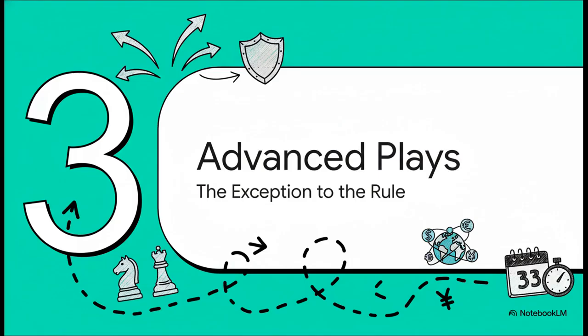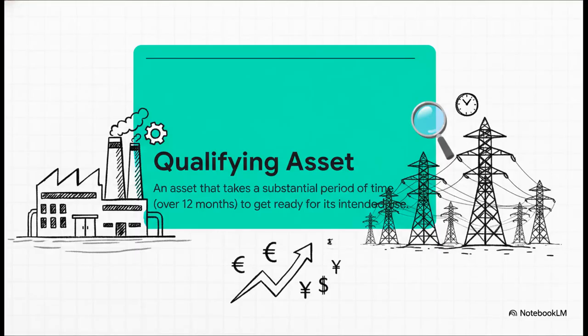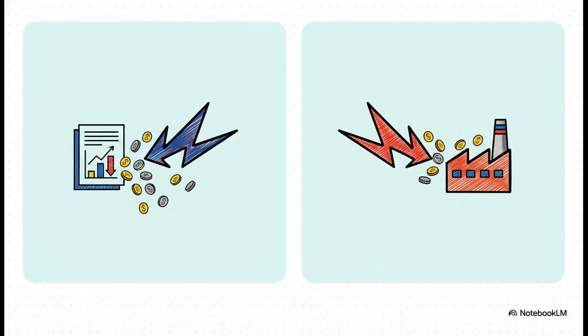This is for those really big long-term projects. And that's where we meet something called a qualifying asset. Now, this isn't the stuff you sell every day. We're talking about the huge projects, the ones that take a really long time. We're talking over a year to get up and running. Think building a massive new manufacturing plant or a power station. And here's why that matters. For a normal deal, like the one we just saw, any currency gain or loss goes straight to your profit or loss statement. It hits your bottom line right now.